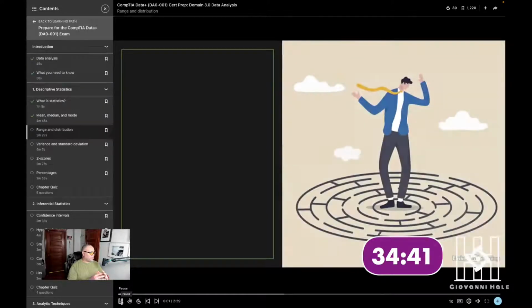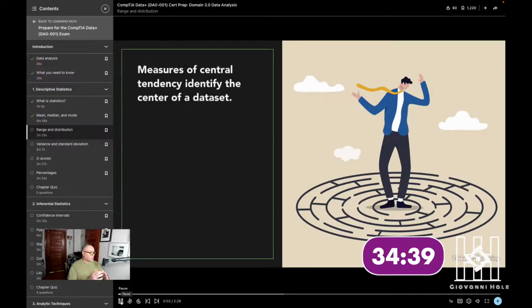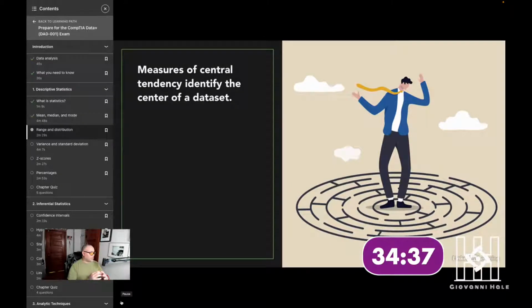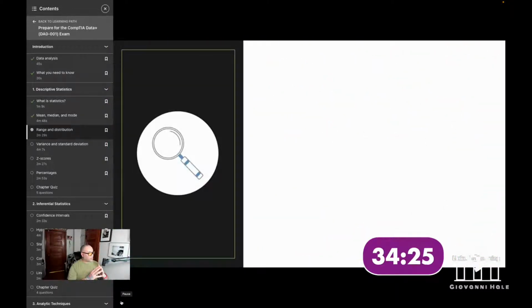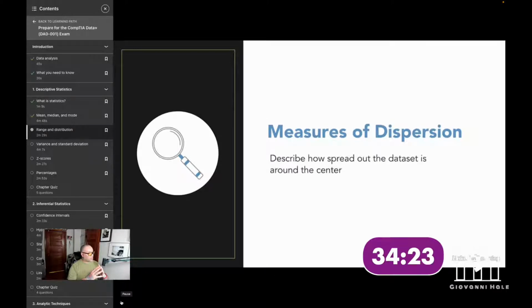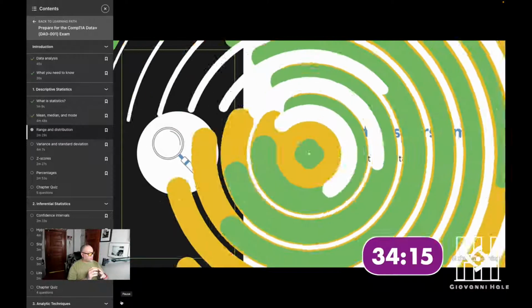The measures of central tendency, mean, median, and mode, help us identify the center of a data set. Now, that's one important descriptor, but it doesn't tell us everything we need to know. Datasets can have the same center, but be arranged differently around that center. The measures of dispersion tell us how the data is spread out. As with the measures of central tendency, there are several different measures of dispersion that we can use, and we'll walk through them in this video and the one that follows.